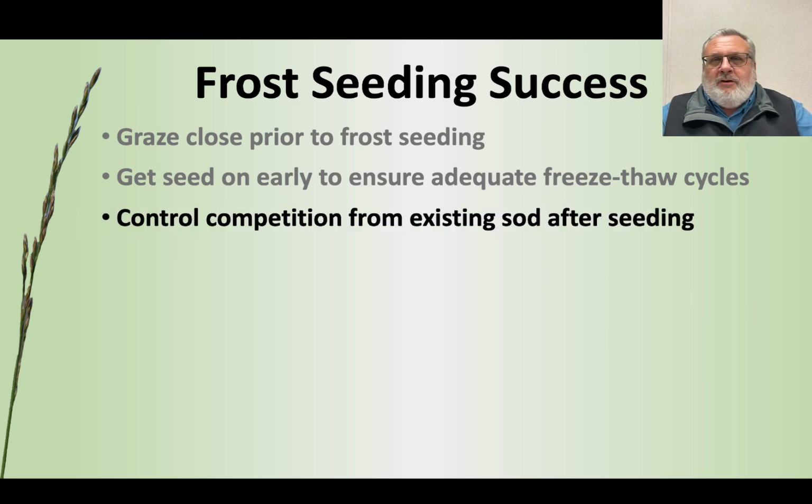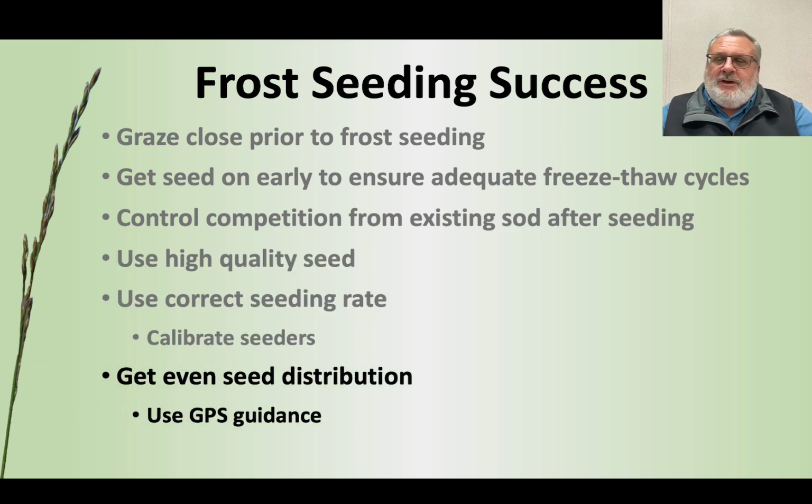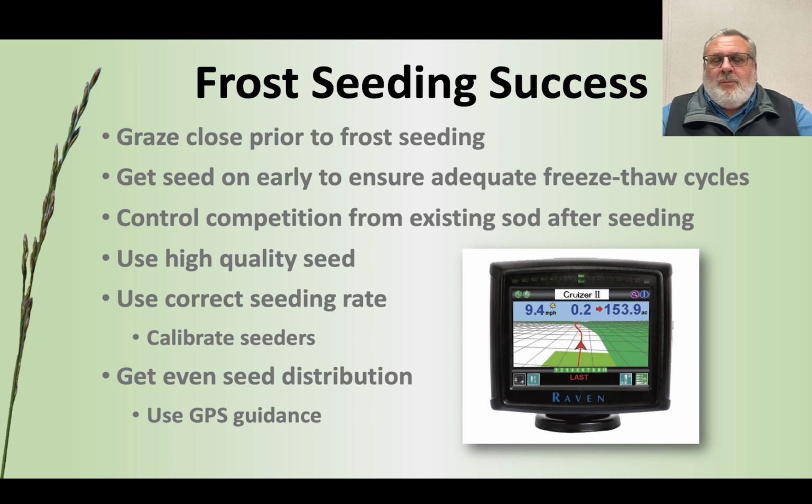We want to control competition from the existing sod after seeding. We want to make sure that we use a high-quality seed source and then use the correct seeding rate. So make sure and calibrate your seeders, and that's easier said than done with most of these small spinner-type seeders that you would put on the back of an ATV. It's hard to catch that seed, and it's hard to adjust them accurately. So it can be a little bit of a challenge. And then make sure you get even seed distribution.